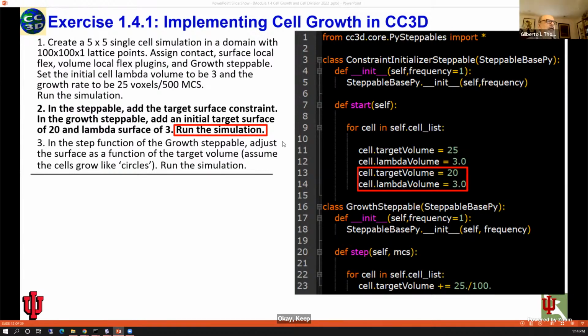Okay. So then you run the simulation. So run the simulation. You see what happens. Please answer the poll to see who is doing the exercise. I wait 1 more minute, then you can observe the evolution of the cell.